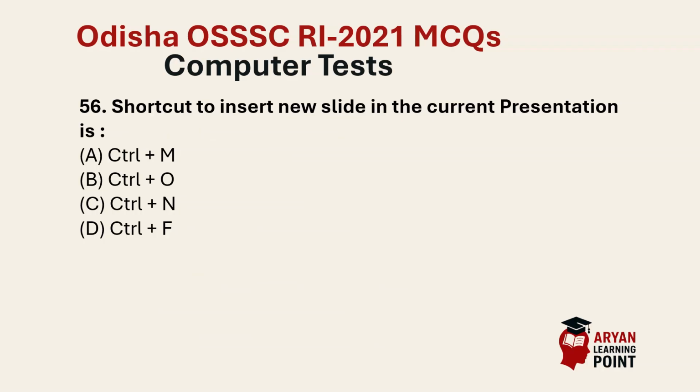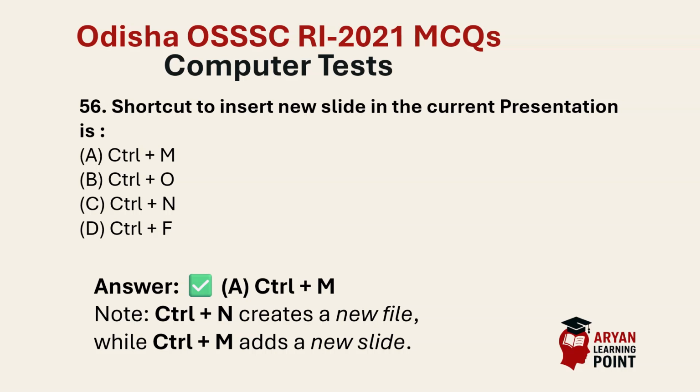56. Shortcut to insert a new slide in the current presentation is: A. Control plus M. B. Control plus O. C. Control plus N. D. Control plus F. Answer: A. Control plus M. Note: Control plus N creates a new file, while Control plus M adds a new slide.